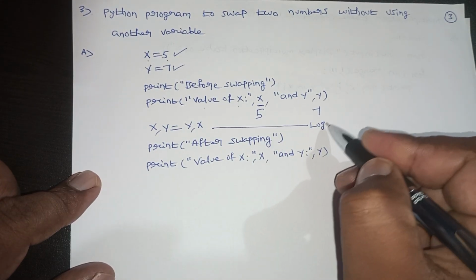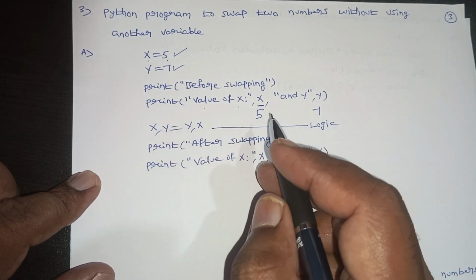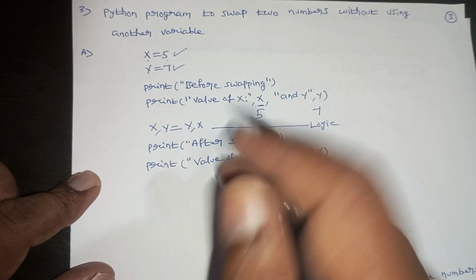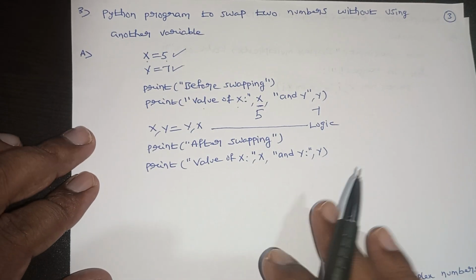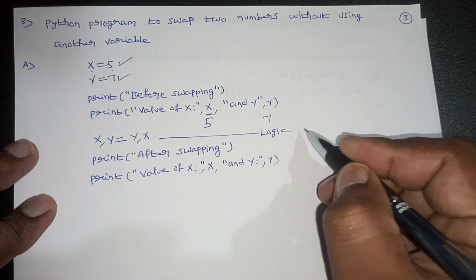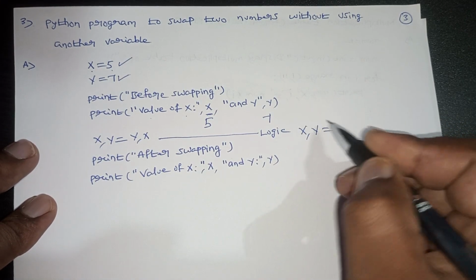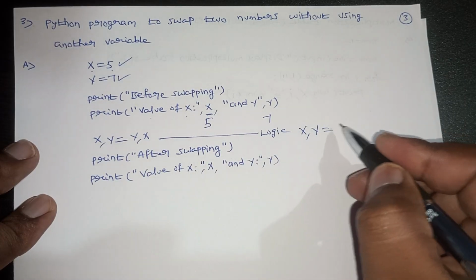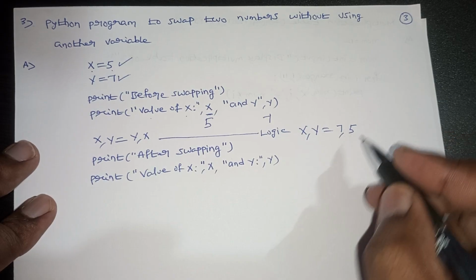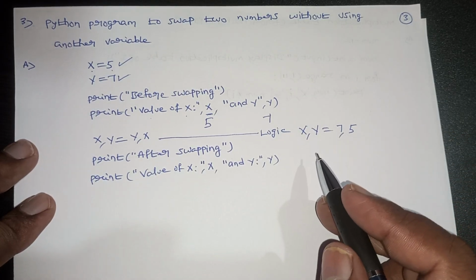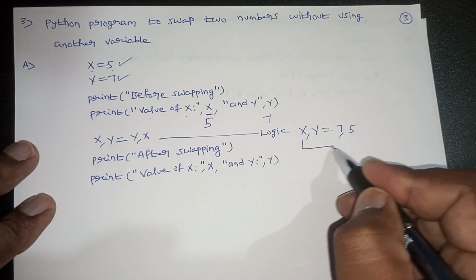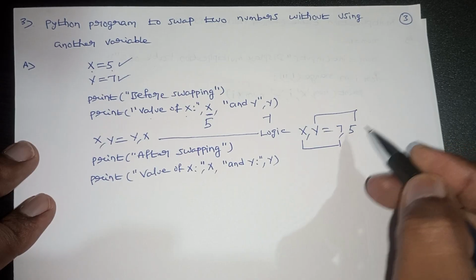See, I'm not using any extra variable. Whatever variables I have taken in the program, only those I have used. I am not taking any extra variable. Now I am writing the logic here, very simple: x comma y equals y comma x. What is y? y equal to 7. What is x? x equal to 5. Then the Python compiler automatically takes x equal to 7, y equal to 5.